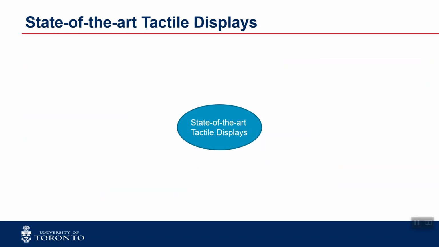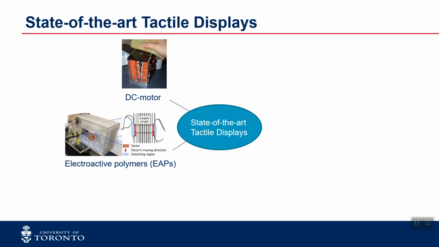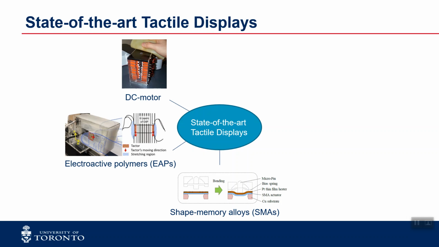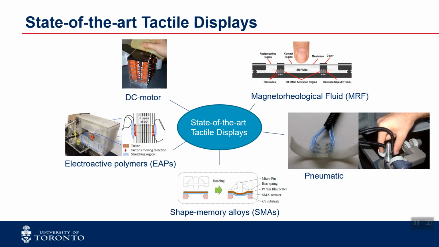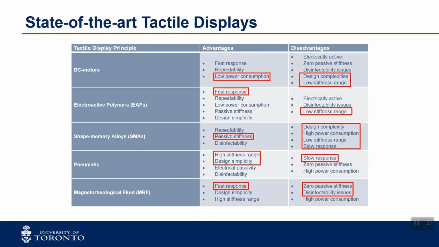Several tactile displays have been proposed in the literature based on different principles, which can be listed as DC motor, electroactive polymers, shape memory alloys, pneumatic, and magnetorheological fluid. Let's say for pneumatic-based tactile display, the device tries to rebuild tactile data with the application of pressure using balloon actuators.